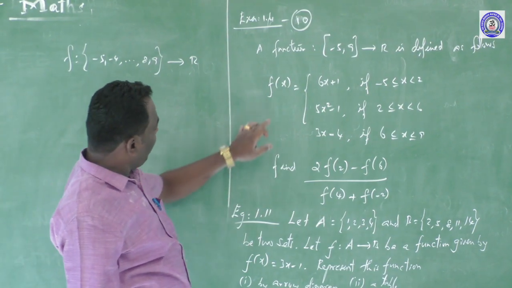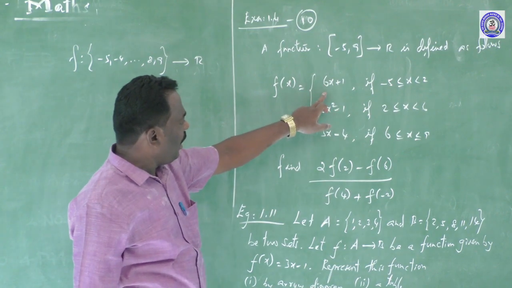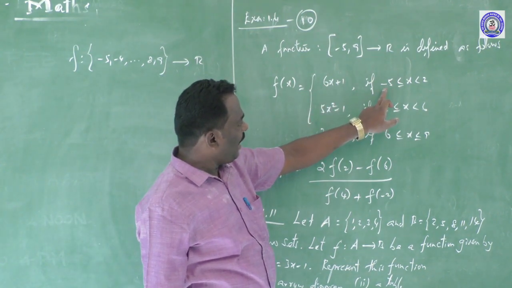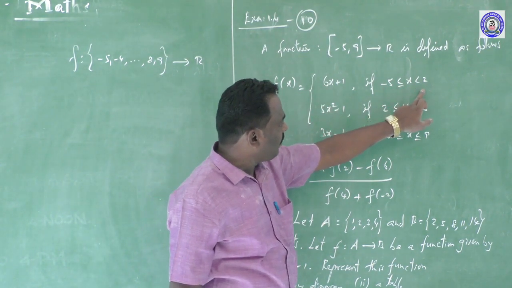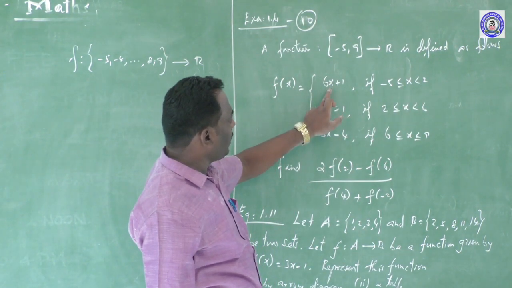So this function is given by f of x equal to 6x plus 1. This is the function value. What are the values of x? Minus 5 less than or equal to x less than 2. In this interval only, we can take the function value equal to 6x plus 1.